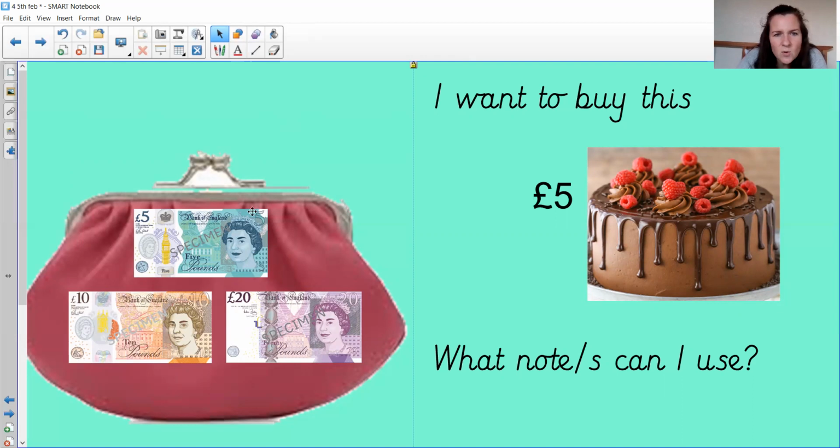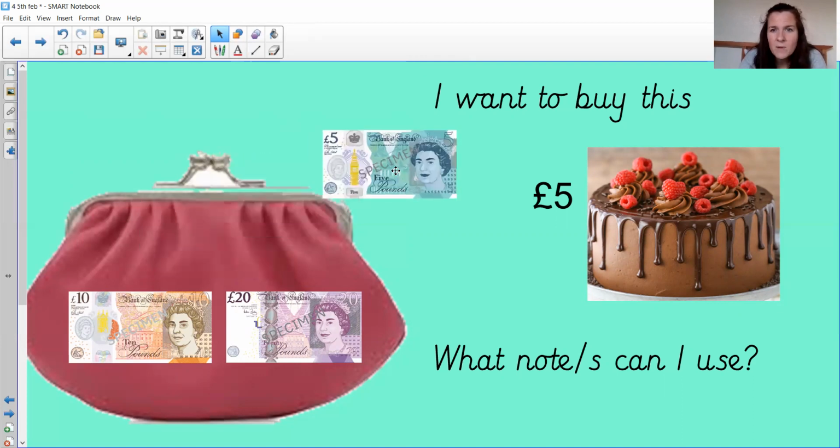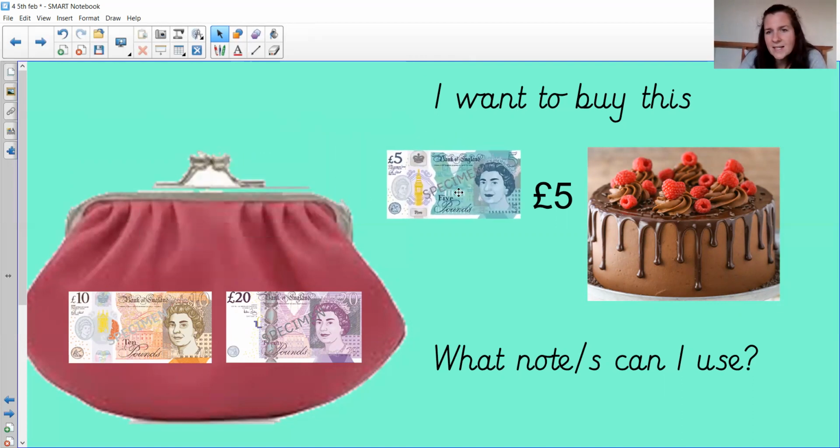Let's have a look at this note. Oh, what's written on it? I can see the number 5 in words. I can see the number 5 written in numerals there. I can see a pound sign there, so I know I've got pounds, £5. Yes, I can pay with my £5 note because my cake is exactly £5.